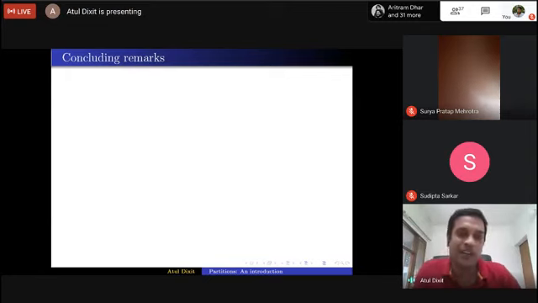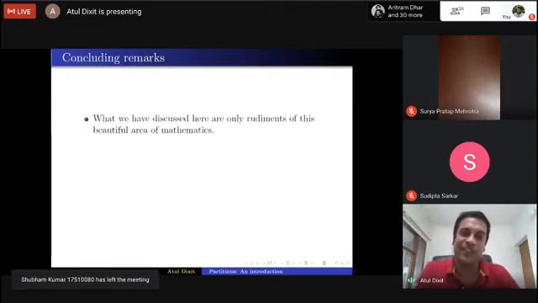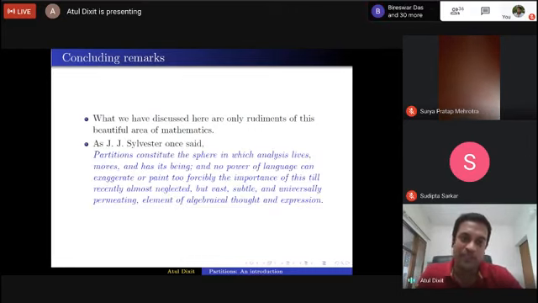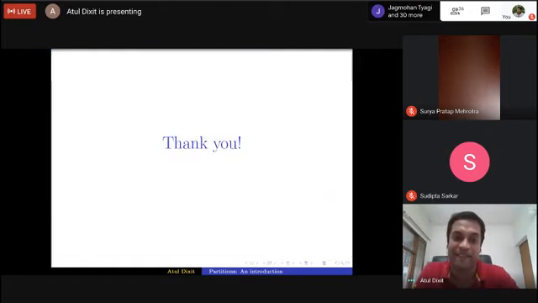To end my talk, I would say that we have only discussed the very basics of this beautiful area of mathematics. I'll end my talk with a nice quote by J.J. Sylvester. He said, "Partitions constitute the sphere in which analysis lives, moves, and has its being. And no power of language can exaggerate or paint too forcibly the importance of this still recently most neglected, but vast, subtle, and universally permeating element of algebraical thought and expression." Thank you.